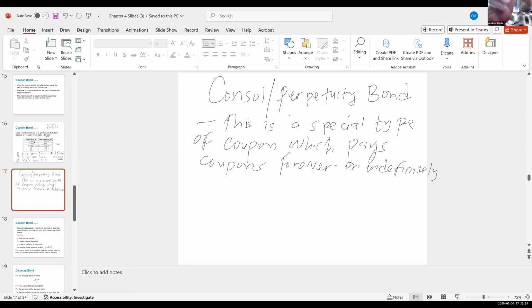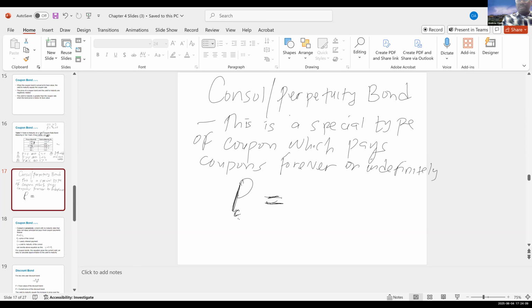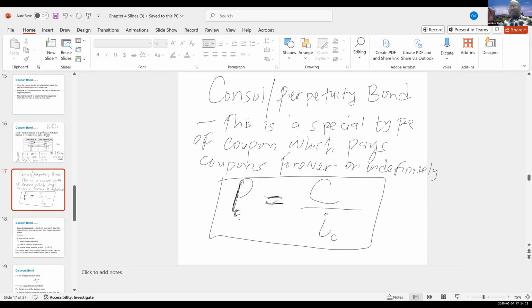And the formula is very easy. The formula for a perpetuity bond is that the price of a consol, we put little c here to re-emphasize that this is the price of a consol, is given by, you take the bond's coupon payment, C, divided by the interest rate on that consol, or the yield on that consol. And by the way, this is also the formula that we use for calculating the current yield on the bond.